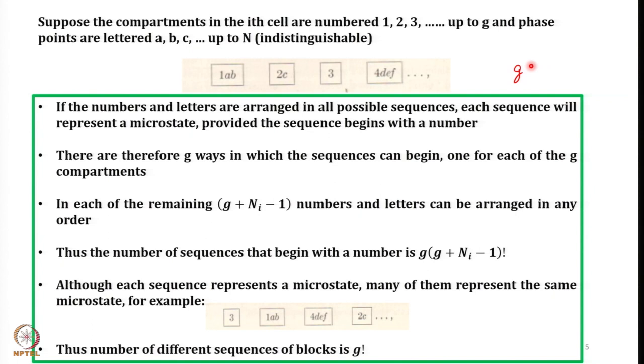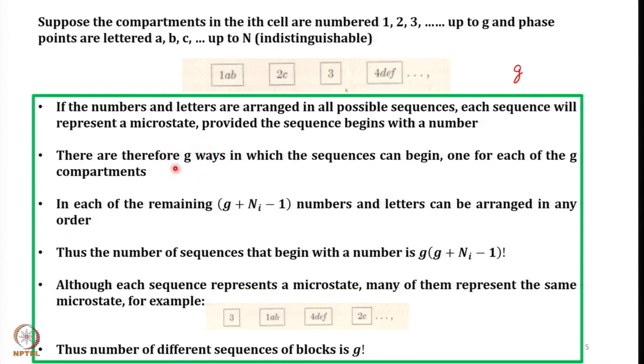That means there are G ways of arranging the sequences. What I mean is there are G ways in which sequences can begin, because there are G compartments, one for each of the G compartments. So there are G compartments, there are Ni number of phase points, the total is G plus Ni, and if one starts with one number, that means the remaining G plus Ni minus 1 numbers and letters can be arranged in any order. Try to understand.